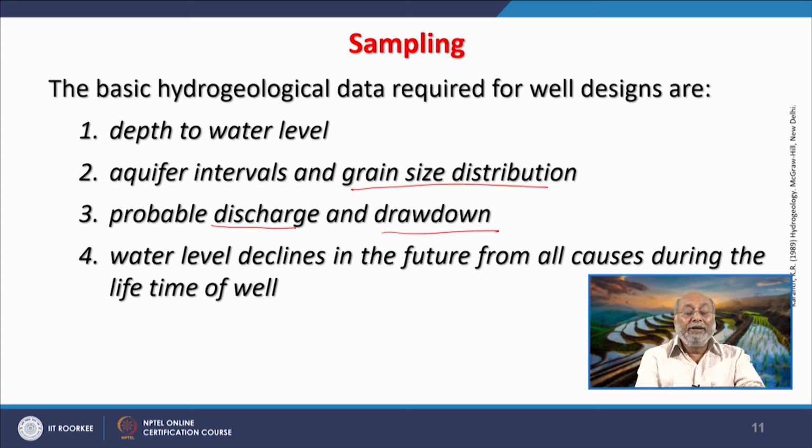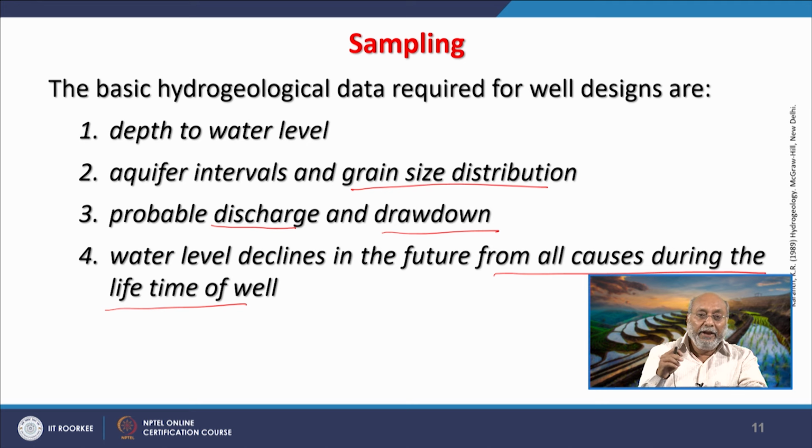Now, how does the water level decline in future from all causes during the lifetime of a well? One decline is the annual decline, that is, pre-monsoon and post-monsoon. There might also be a diurnal decline, in early morning and late evening.